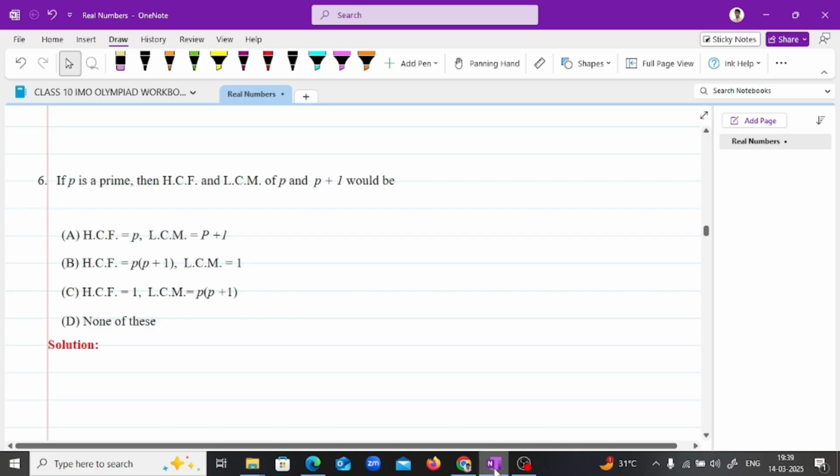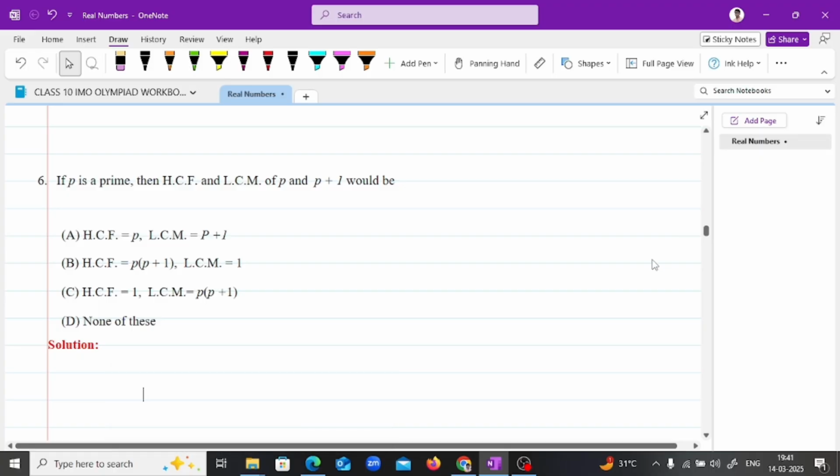Problem 6 is also again based on HCF and LCM. If P is a prime number, then the HCF and LCM of P and P plus 1 will be: option A, HCF is equal to P, LCM is equal to P plus 1. Option B, HCF is equal to P into P plus 1, LCM is equal to 1. Option C, HCF is equal to 1, LCM is equal to P into P plus 1. Option D, none of these.